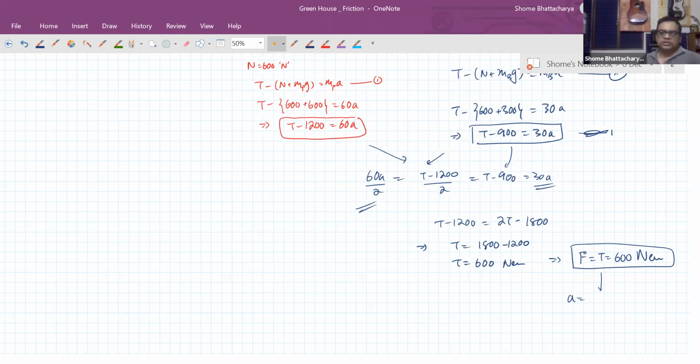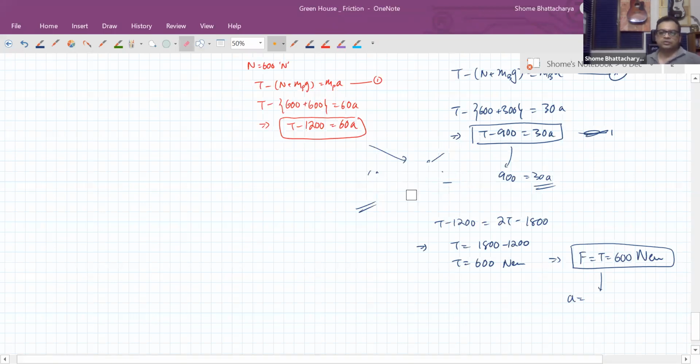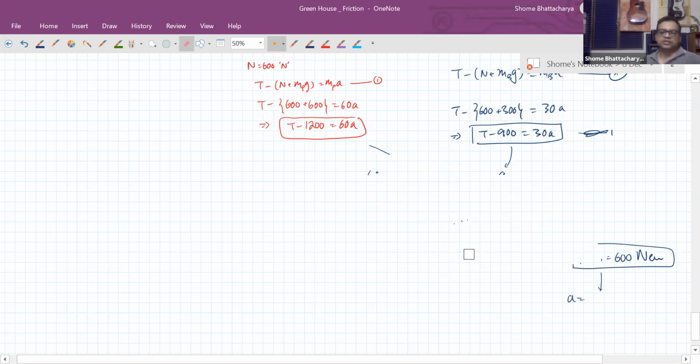It is not making sense. No, that is because there's some solving error probably. I'll just check it out. But why we have put the normal reaction equal to 600 newtons? Because it should read as true weight. I'll just make the corrections, whatever there is. Just give me a moment.